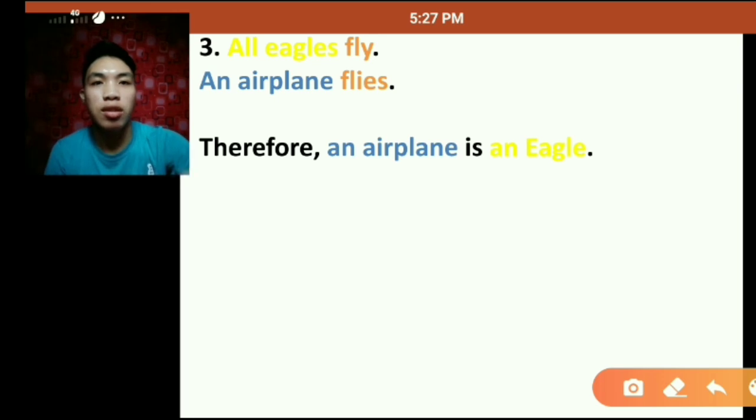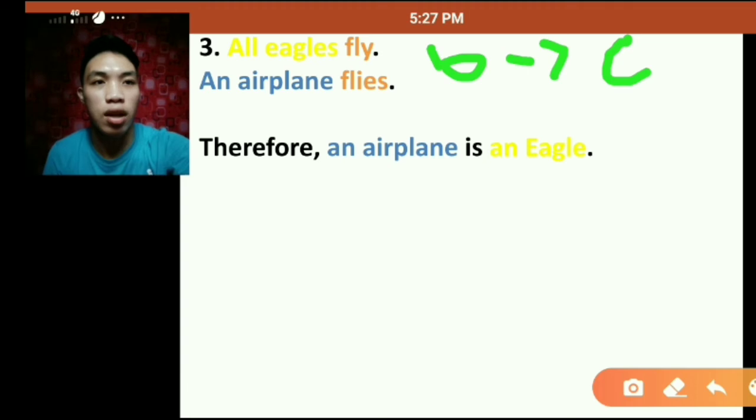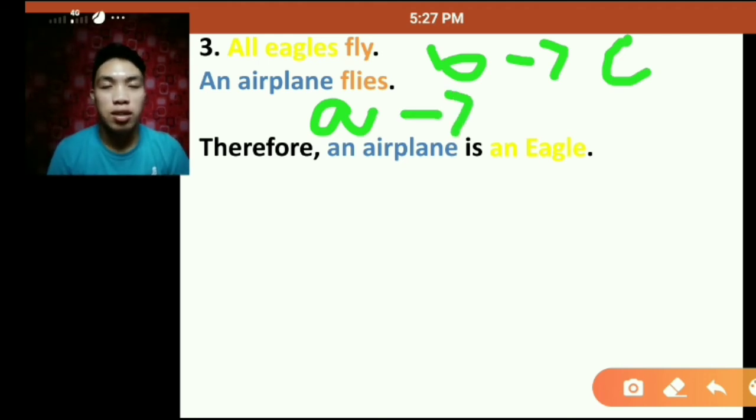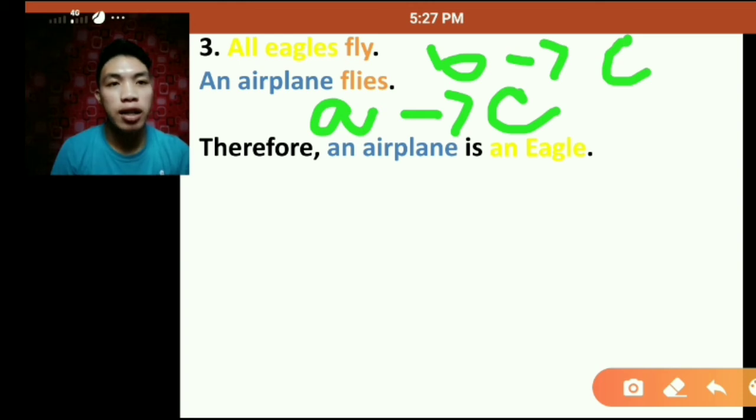So the first sentence is that all eagles, let's say all eagles is letter B, then implies to fly. That is letter C, let's say. Then an airplane, since an airplane is different from the two at the first sentence, we have letter A for an airplane, implies to flies. Flies and fly are actually similar, so we have letter C.